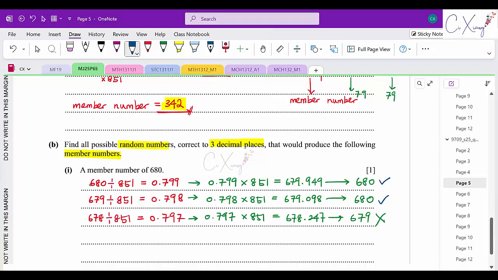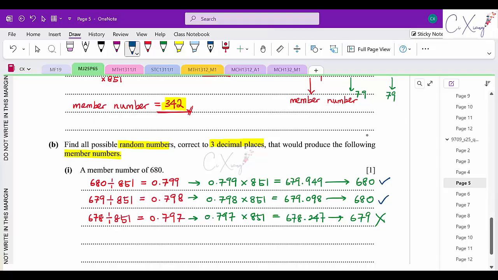I start from 680, followed by 679. Then actually, I did try out 681 as well. Because for 681 divided by 851, you get 0.8. But if I take 0.800 multiplied by 851, then the number will be 681. So that one does not belong to our answer. Personally, I use trial and error to make sure that I didn't miss out any possible value.